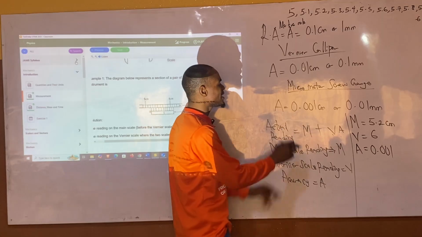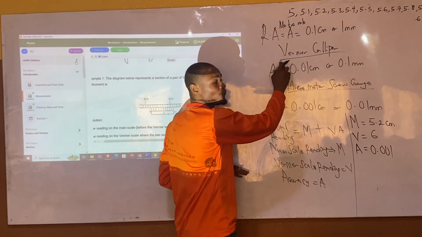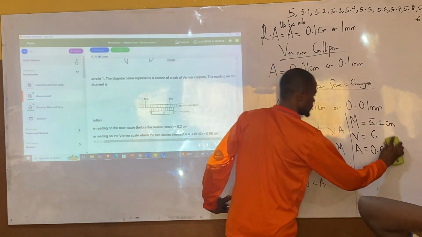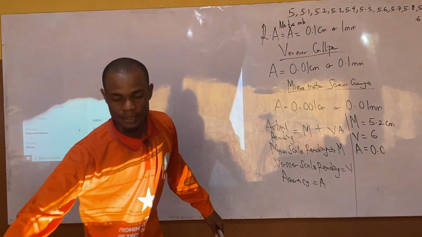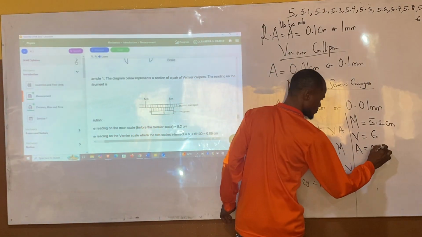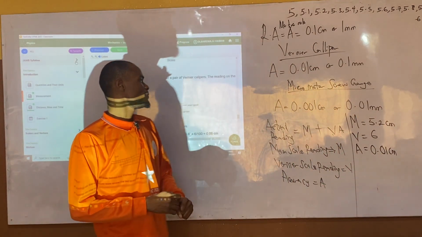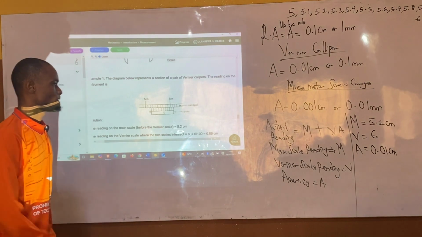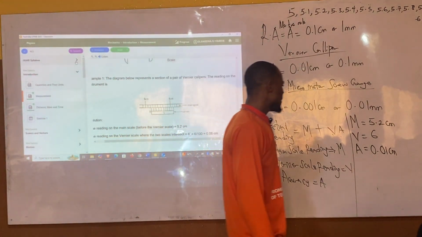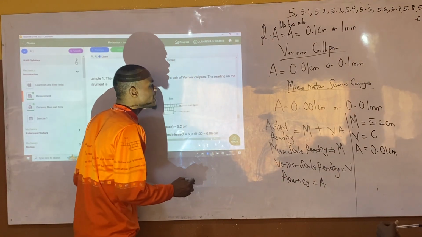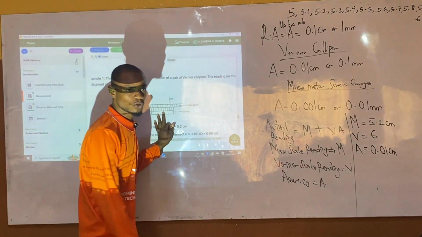Oh, this is micrometer screw gauge. We are on vernier caliper. That's what? 0.01 centimeter. Okay. Now, M plus VA is your formula. Let's go on. What is the actual reading on this scale?